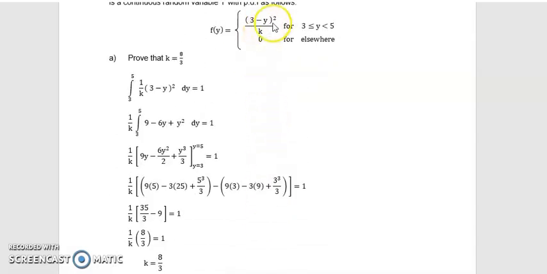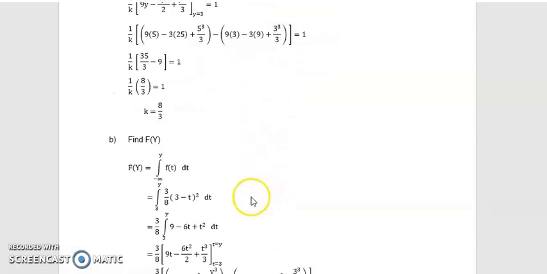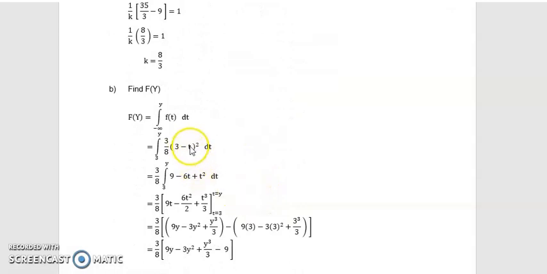So 3 minus y square, so y replaced by t. So here y replaced by t, okay? So 3 over 8 multiplied by 3 minus t square. So again, similar to the step in question A, we can take out the constant here, 3 over 8, to do the integration part.